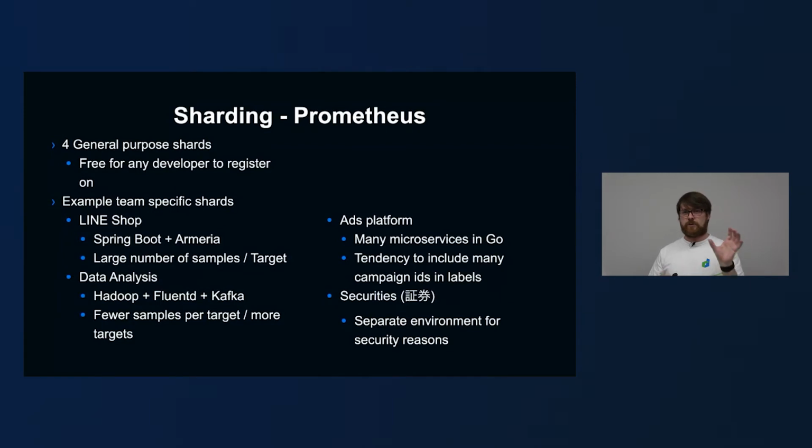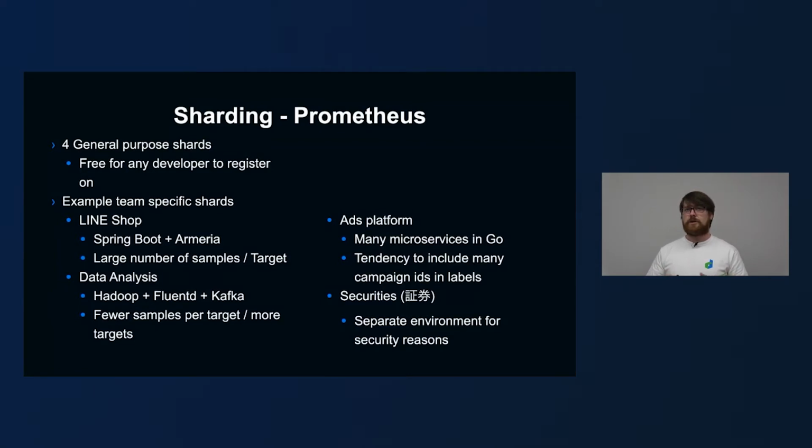So in addition to the physical server sharding, we typically have things broken up by role. For example, in our current environment, we have 4 general purpose shards. What I mean by general purpose shard is that any developer within Line that needs to monitor their service can quickly load up the Promgen dashboard and register their targets and their exporters and anything that they want to monitor. So this is free for everyone.